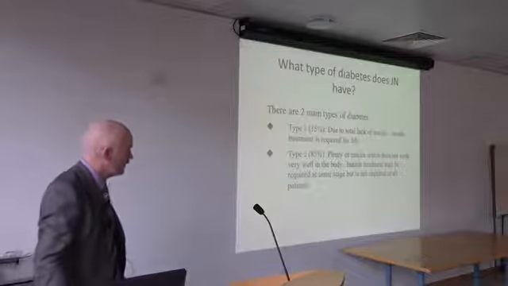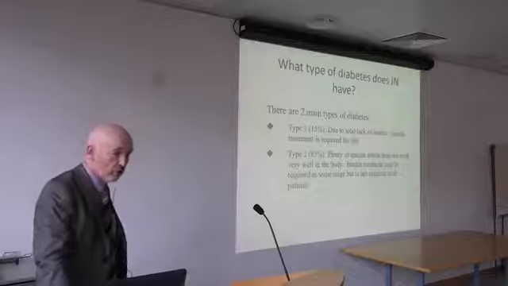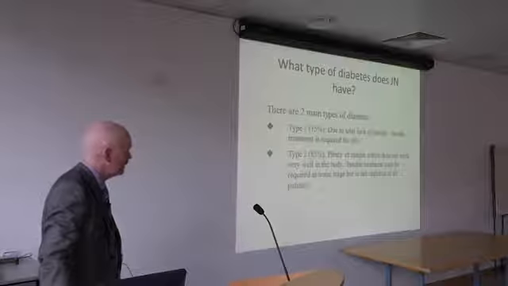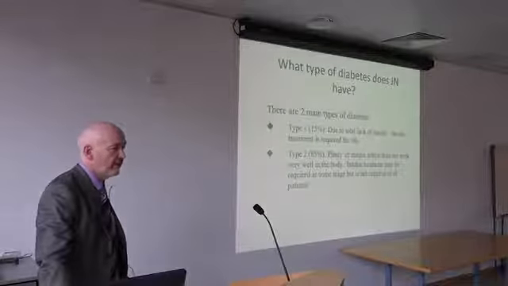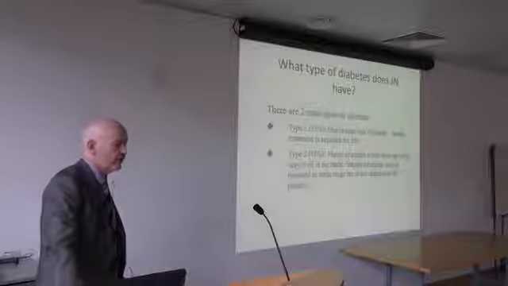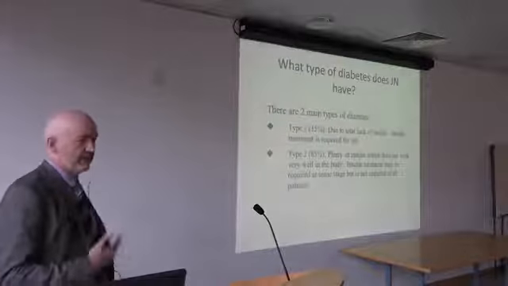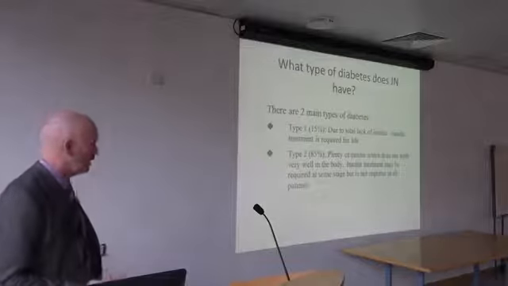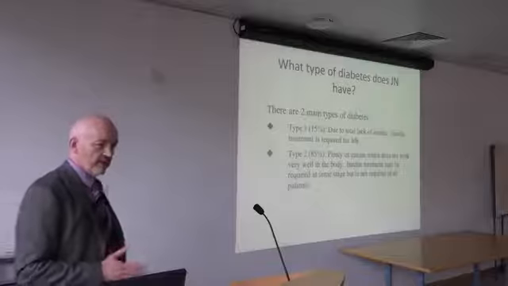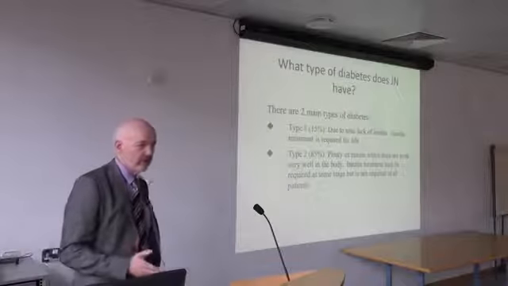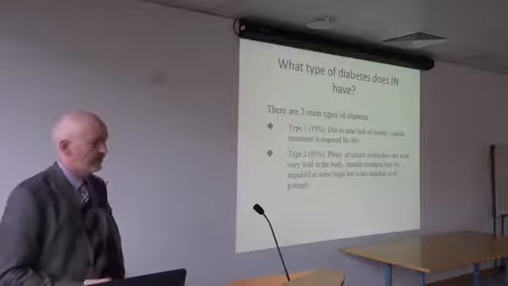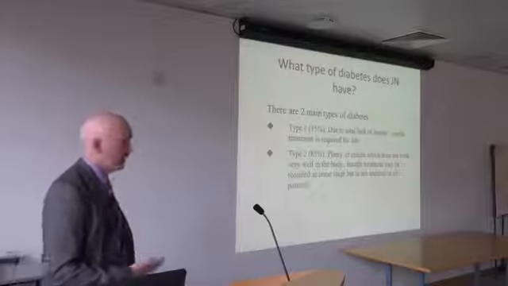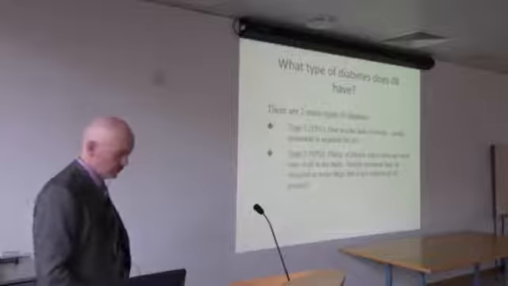So type 1 is about 15%, and as I said, that's due to a total lack of insulin in the body. And type 2 makes up most of what we actually see in the clinic. About 85% of all the diabetes we see is what we call type 2 diabetes. And that's where there's actually plenty of insulin, but it doesn't work very well in the system. Now, whereas patients with type 1 diabetes absolutely have to have insulin, patients with type 2 diabetes can be controlled for a long period of time without insulin, although many of them will eventually require insulin to keep their blood sugars under control.